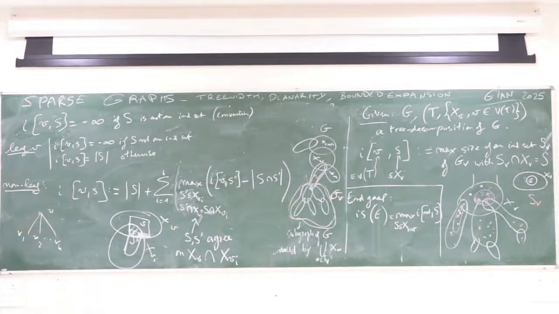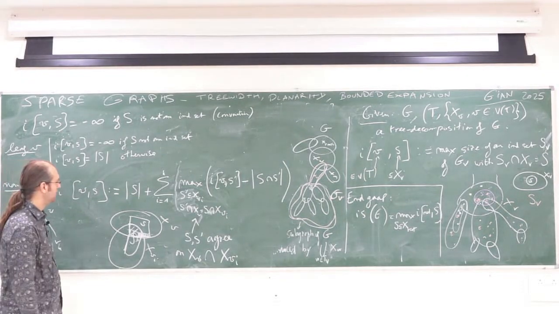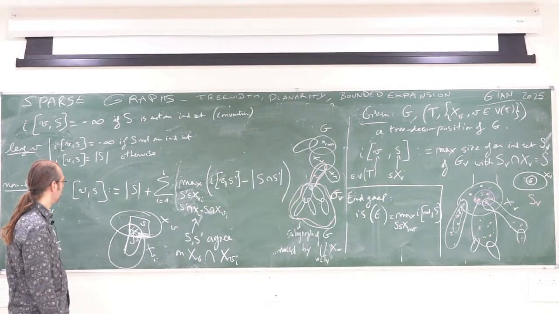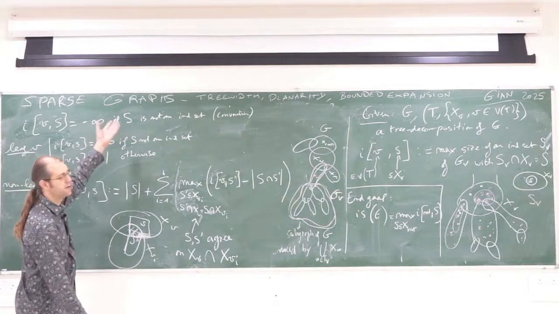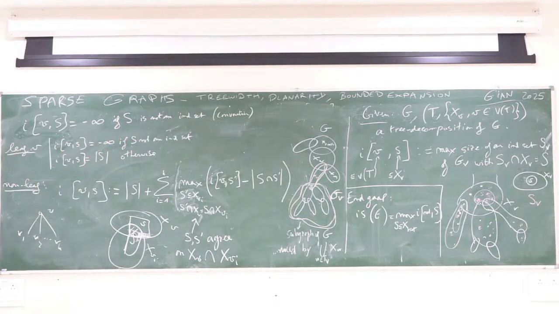Is this correct? Of course these S primes should be independent. But that is, I believe, taken care of by this. If S prime is not an independent set, it's minus infinity.